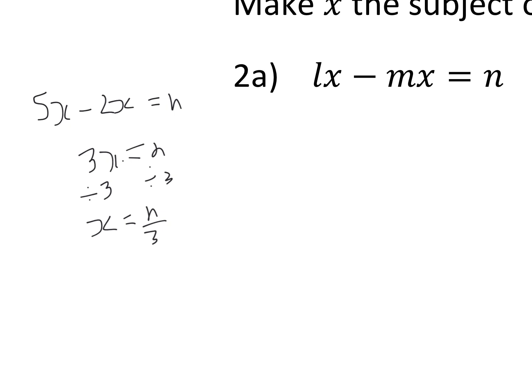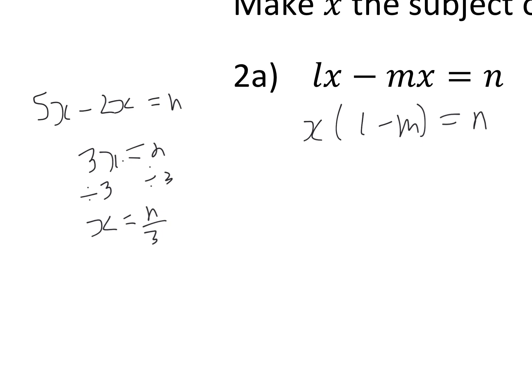But because we don't have numbers, we can still say how many x's we have. How many x's do we have? We have l x's minus m x's. So how many x's are there? There's l minus m x's. And that might not make sense to you. So you might be best thinking of that as we just factorize out the x. If we factorize out the x, then we've only got one x in the equation.